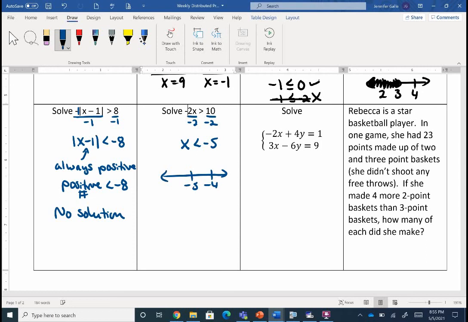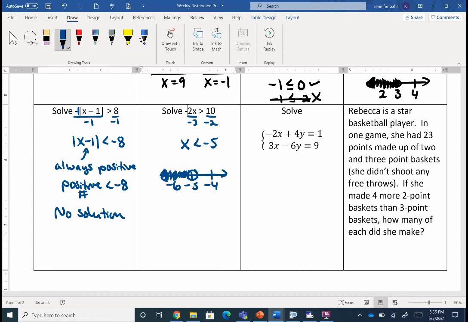So we have to graph. This time we have an open circle because there's no equal to. Values that are less than -5 are things like -6, -7, -8. So we're going to shade to the left.